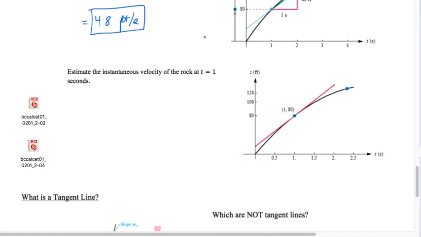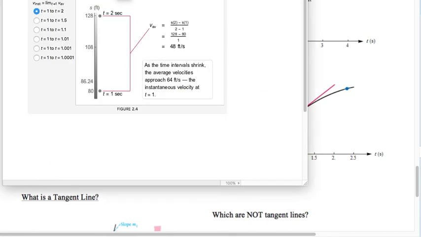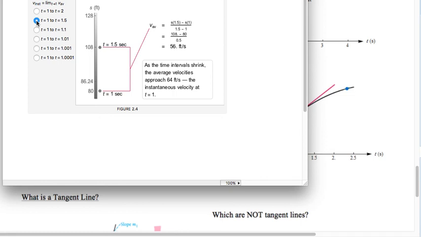Okay, and I'm going to open up a program here where I can actually move this line a little bit here. All right, so this is actually not a visual representation of the line. However, it is the same numbers here. You can see from t equals 1 to t equals 2, the average velocity is 48 feet per second. And if we make that time interval smaller and make it closer and closer to 1 second, you can see what happens to these numbers here.